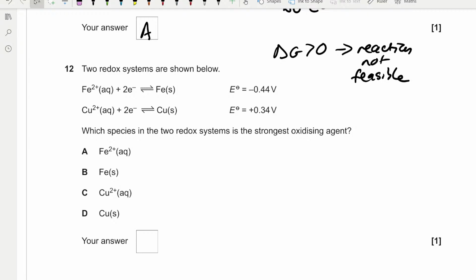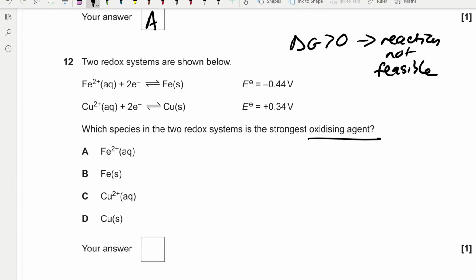Question 12. Two redox systems are shown below. Which species in the two redox systems is the strongest oxidizing agent? So an oxidizing agent is the species that is reduced. So in these equations, you need to look at these values, the cell potentials, and this cell potential is positive and this cell potential is negative.